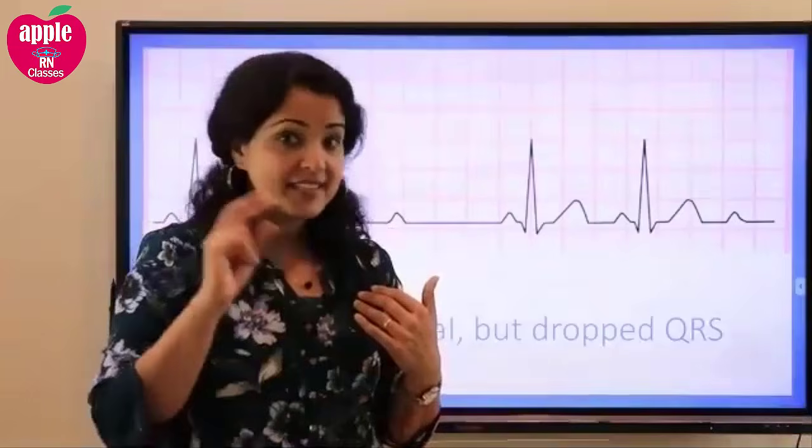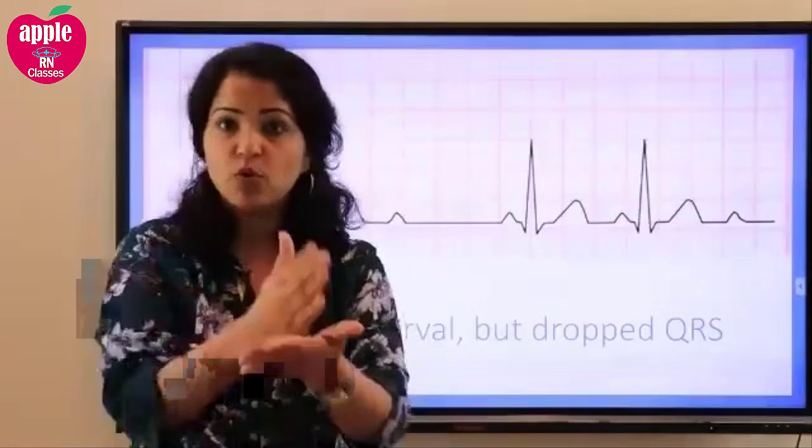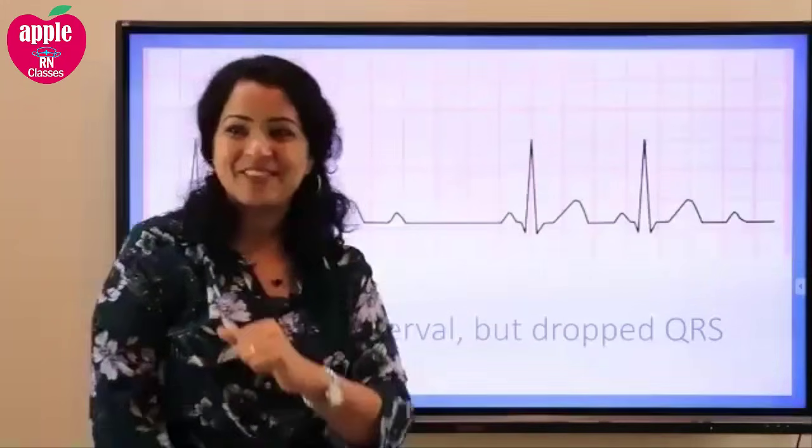And second degree type 2, the PR interval is the good one. There is no warning sign, but boom, he didn't come. Right? So that's what is going on.